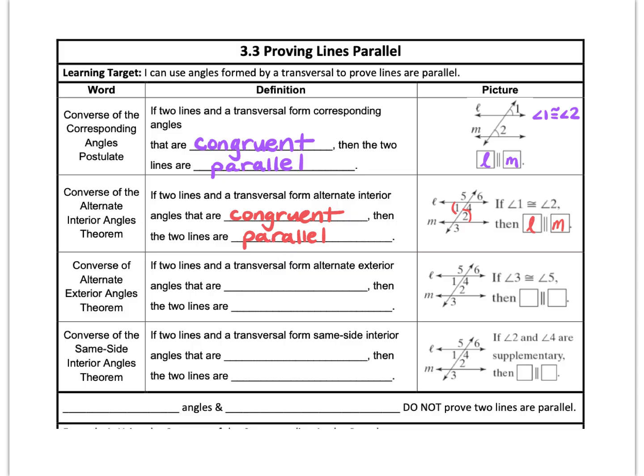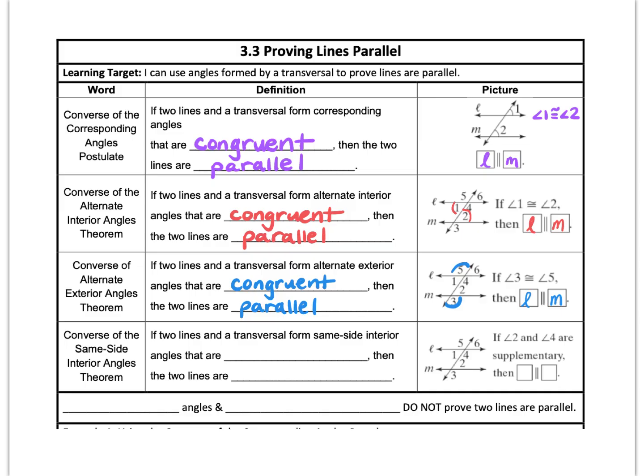Next, we have the converse of the alternate exterior angles theorem, and this states that if two lines and a transversal form alternate exterior angles that are congruent, then the two lines are parallel. Here in our diagram, angle 3 and angle 5 are a pair of alternate exterior angles. So if I know that angle 3 is congruent to angle 5, we can use that to prove that line L is parallel to line M by the converse of the alternate exterior angles theorem.